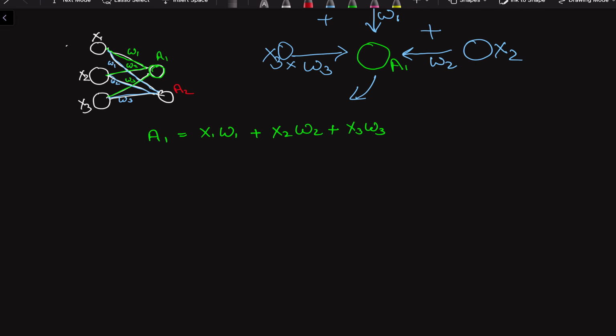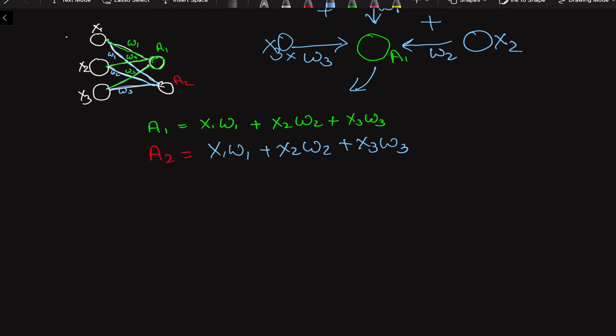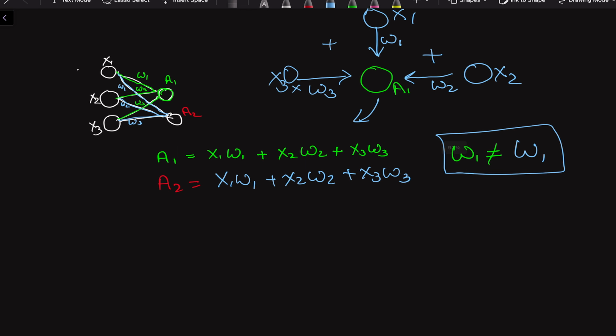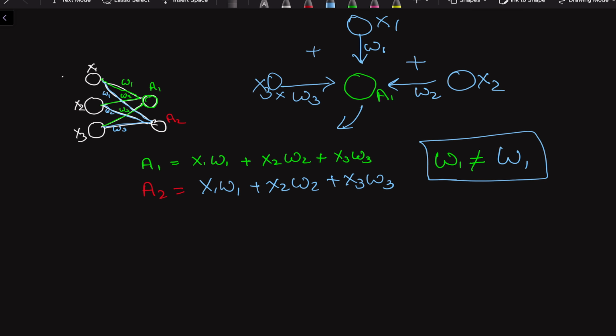Similarly for A2, we can say x1 w1 plus x2 w2 plus x3 w3. I want you to know that this w1, the green w1, is not equal to the blue w1. They're both different weights, okay? This is very important. You can use different subscripts. I use w1 for both just to show you that it's coming from x1, but they're not the same, okay? These are some random values that we're going to assign in the beginning, and later on we'll find out what they're supposed to be.